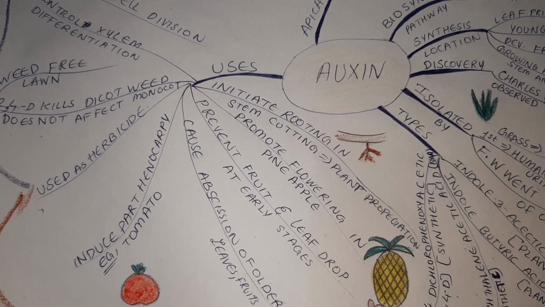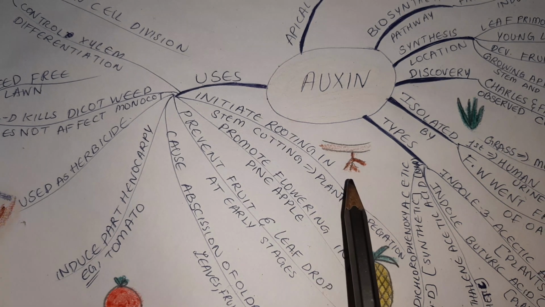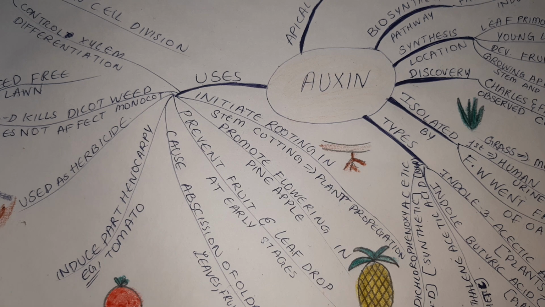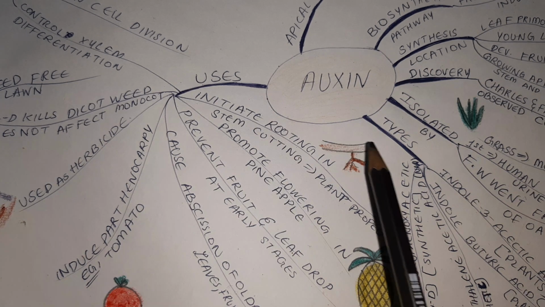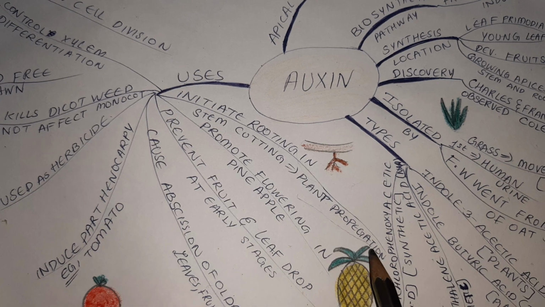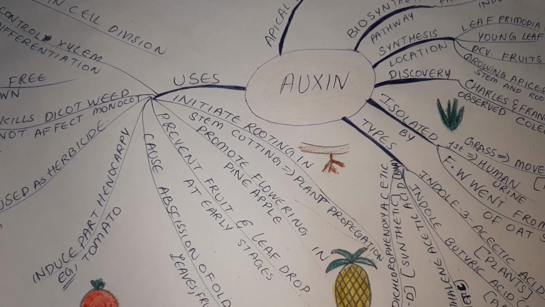First of all, they initiate rooting in stem cuttings, for plant propagation. If you cut a stem of, for example, a rose plant, you can see that in a few days another rose plant will grow from it. This is nothing but vegetative propagation, in which we cut a piece of the plant. In this case, we are taking a stem cutting. When the root arises from the stem, this is with the help of the auxin hormone.